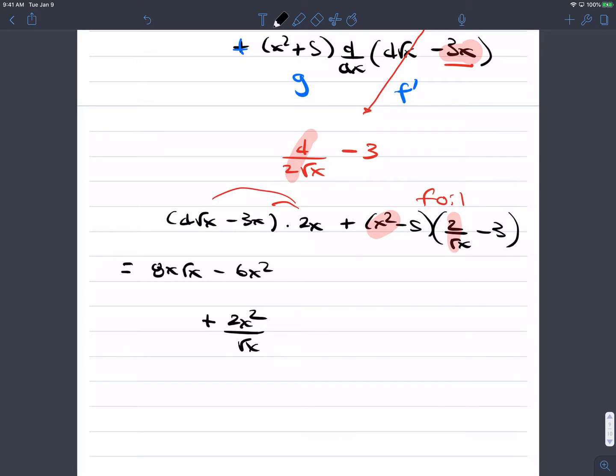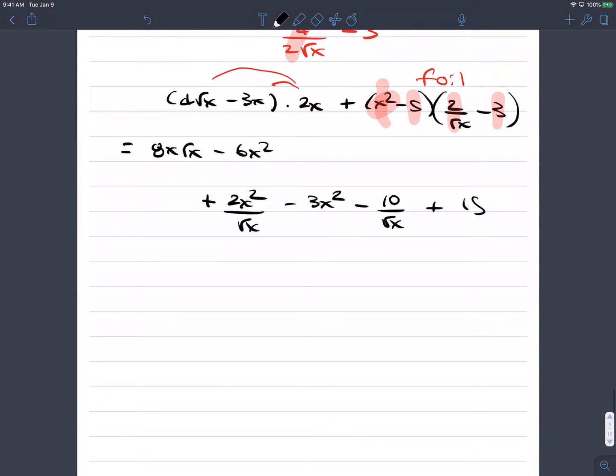Here's my first term. My outer terms, right? I'm going to have to multiply x squared with this minus 3. And that'll give you minus 3x squared. The inner terms now. Okay, you guys know negative 5 times that 2 square root of x. That's going to give me negative 10 over square root of x. Now the last term is going to be plus 15. So I'm going to have to do some simplification here for this answer. So we have 8x square root of x. This is minus 6x squared minus 3x squared. So we're going to combine those terms. That's going to give you minus 9x squared.